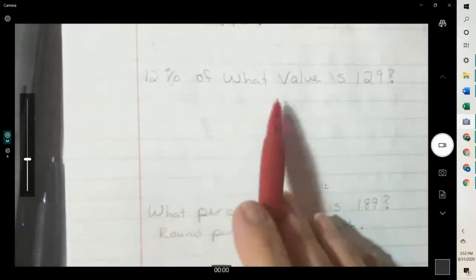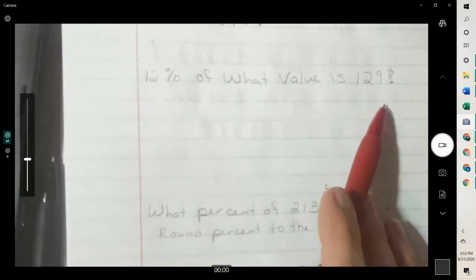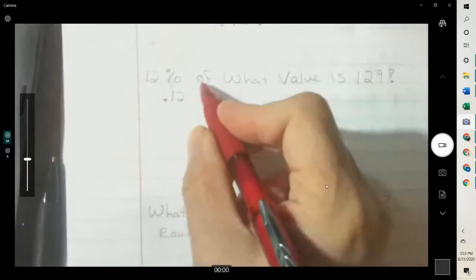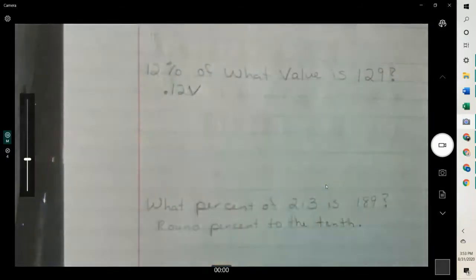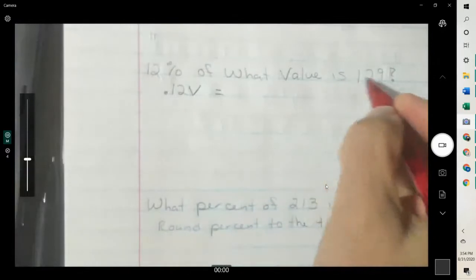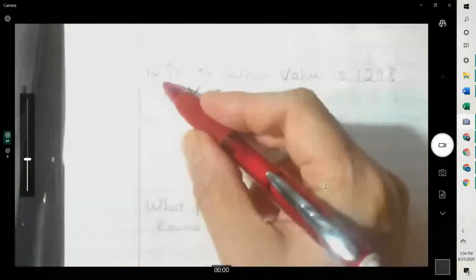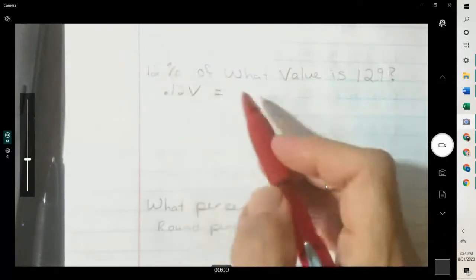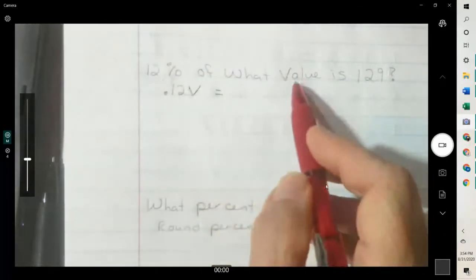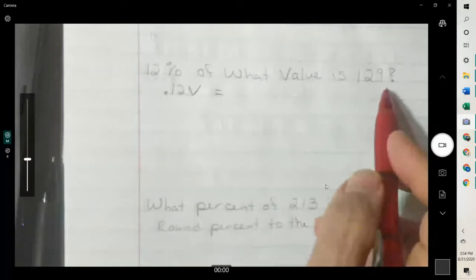Try another one. 12% of what value is 129? So if we're starting with 12%, writing it as a decimal, of means multiply it times the value. Well, we're going to use V for value. Is equals 129. So 0.12, because you have to write it as a decimal, move it over 2. Of means multiply times the value equals 129.